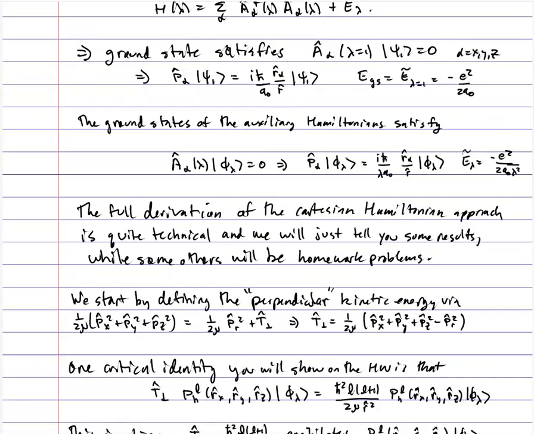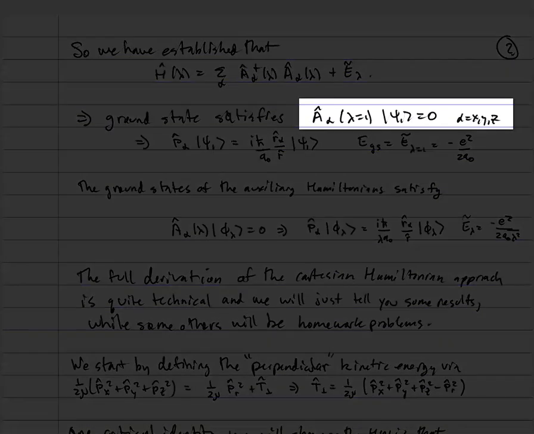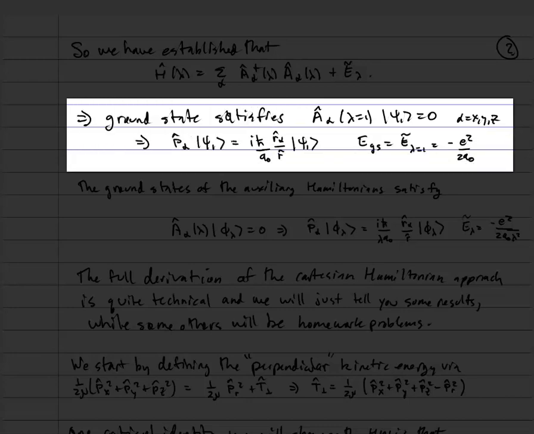Okay? Now, that means the ground state satisfies each of these a alphas, with lambda equals 1, acting on the ground state is equal to 0, where alpha runs over x, y, and z. That means that p alpha acting on this state is equal to i h bar over a0, r alpha over r, acting on this state.